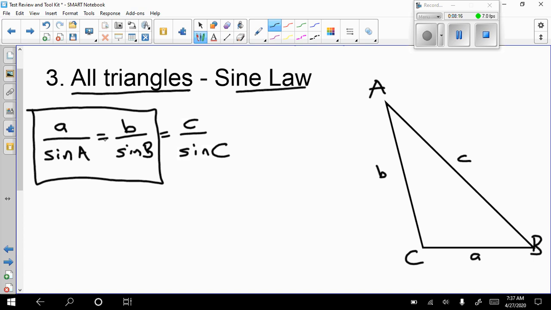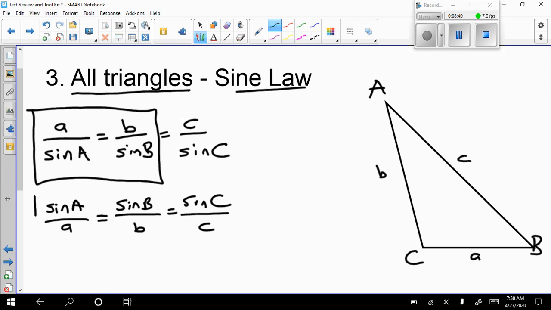Now, just one quick comment is that you don't have to put the lengths on the top and the angles on the bottom, but you've got to be consistent. So I could actually write it like this: sine A over a is equal to sine B over b, and sine of angle C over little c. So it doesn't matter which way you write it, and it doesn't matter which two you use. Like I could use this one and this one to solve for things. And so it doesn't matter which we use.